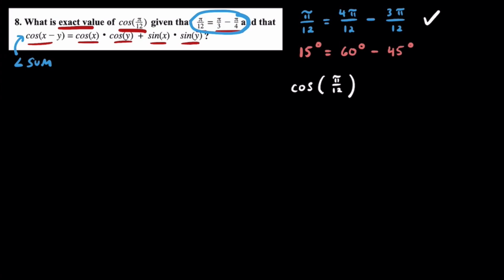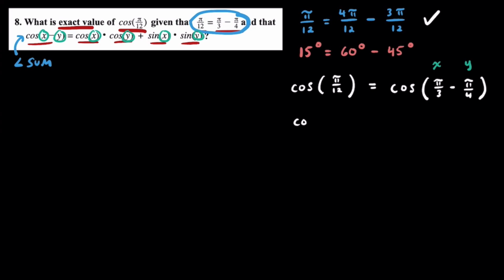So we can say that cosine of pi over 12 is the same thing as cosine of pi over 3 minus pi over 4, right? We already said that pi over 12 is the same thing as 15 degrees, and pi over 3 minus pi over 4 is also 15 degrees. 60 minus 45 is equal to 15. Now they give us a bunch of these x's and y's throughout the problem, and they're just basically saying, let's replace each of these values. So this would have to be our x, and this would have to be our y.